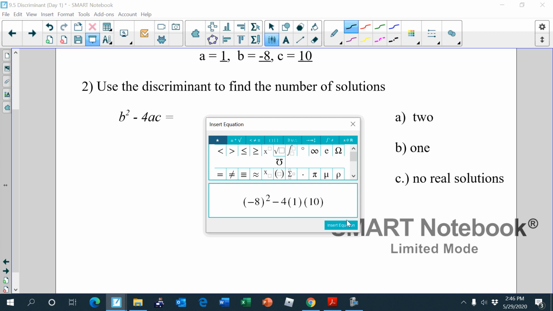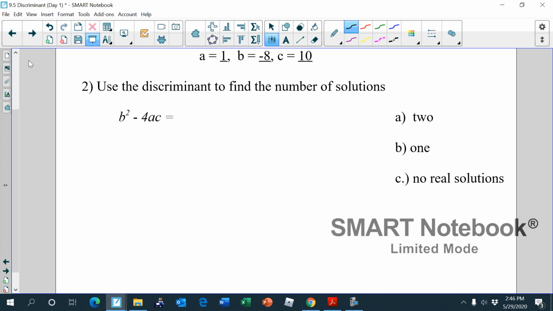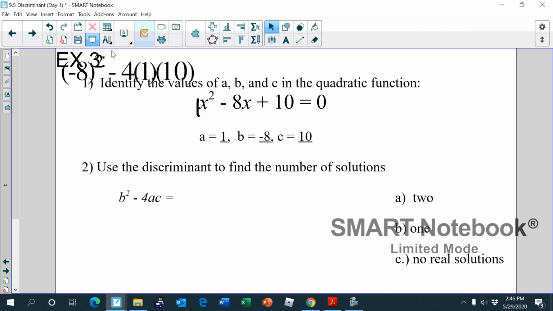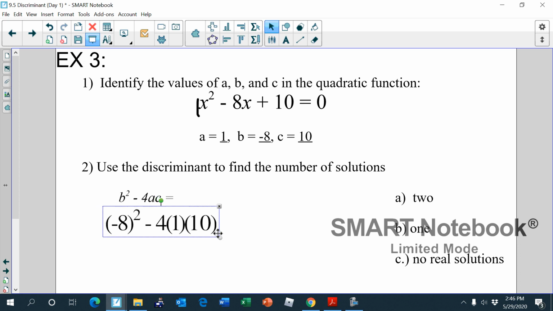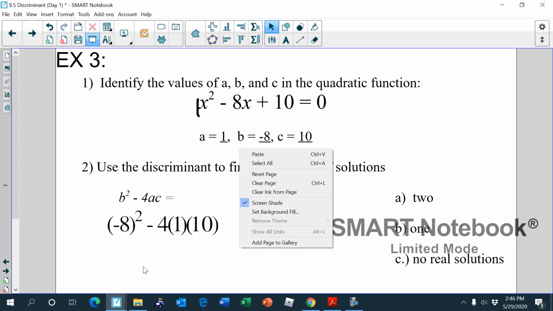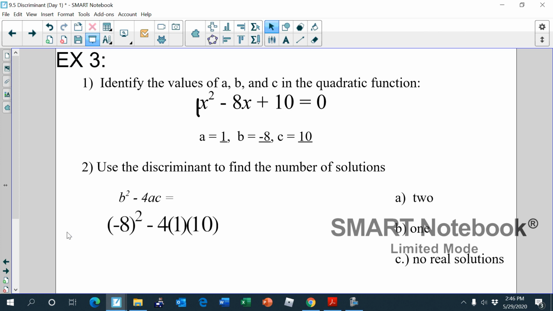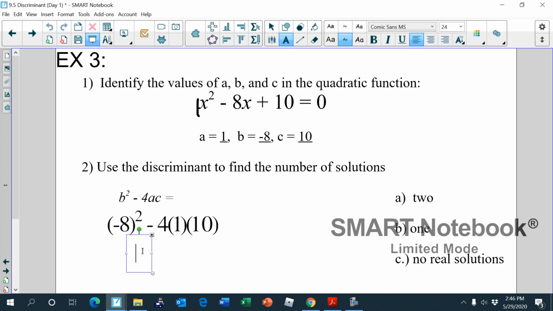Okay, there we go. Let's go through again each of those. So a -8 squared, remember, is really a -8 times a -8. So if I have a -8 times a -8, I get a positive 64.